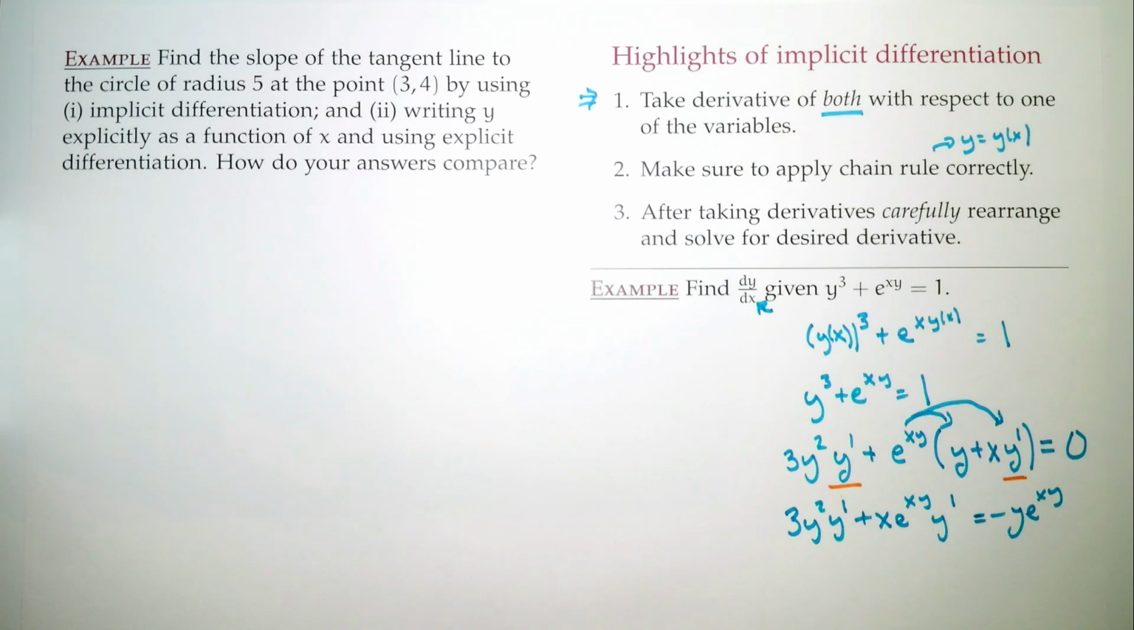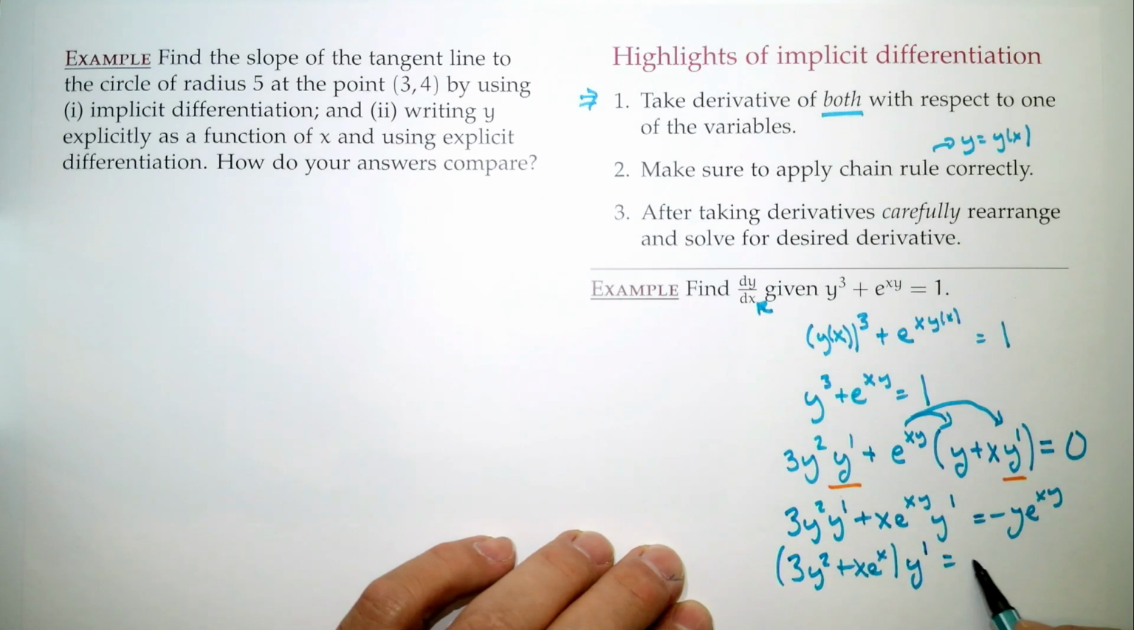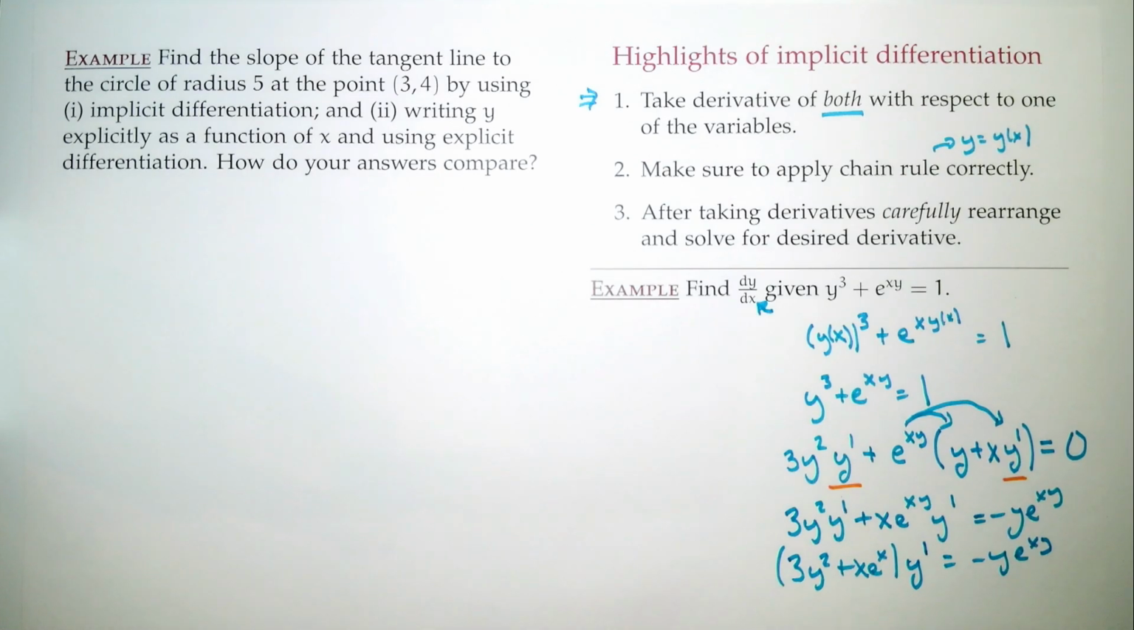Now what? Factor the y prime out. So 3y squared plus x e to the x times y prime equals negative y e to the xy. All right. Well, almost there.